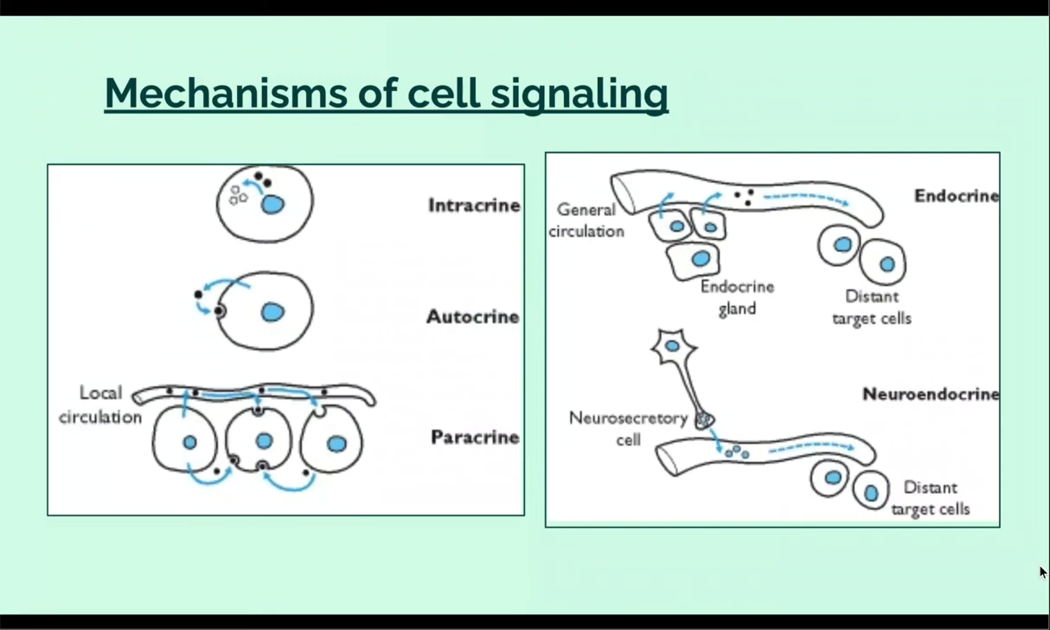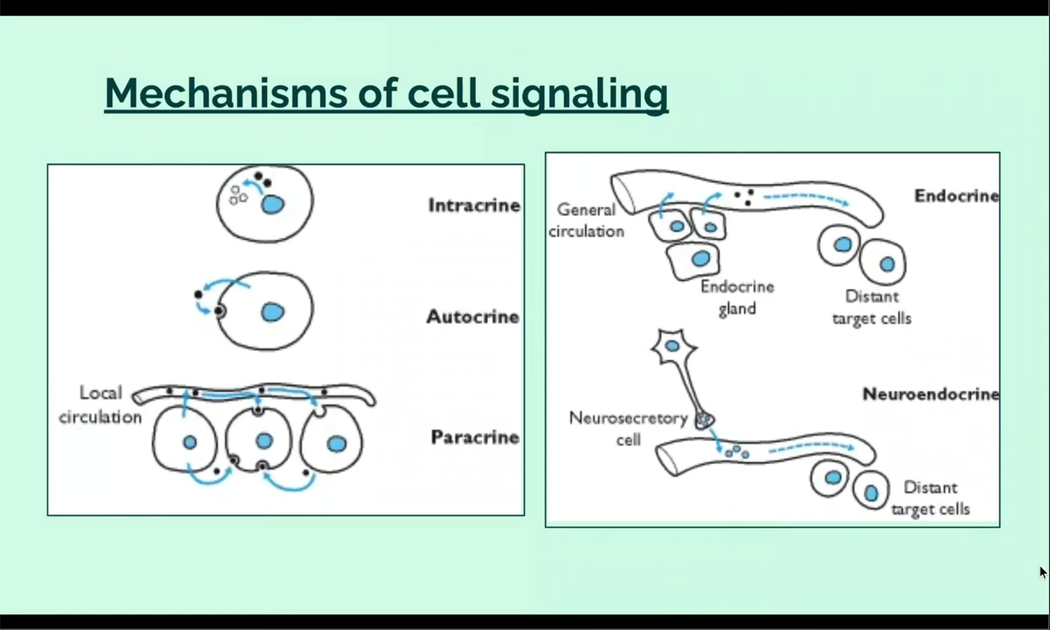There are different mechanisms of cell signaling. So if the hormone acts on the same cell, it can be either intracrine or autocrine. And the difference between these two is that in intracrine, the hormone stays within the cell, whereas in autocrine, the hormone is secreted out of the cell, but it still affects the same cell. In paracrine, the hormone that's secreted acts on neighboring cells.